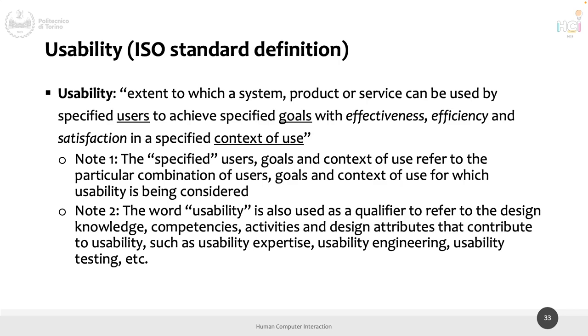So it gives other three attributes to usability. It should be effective, it should be efficient, and should be satisfactory. Again, the frustration we mentioned the first class is something that comes back here as satisfaction.